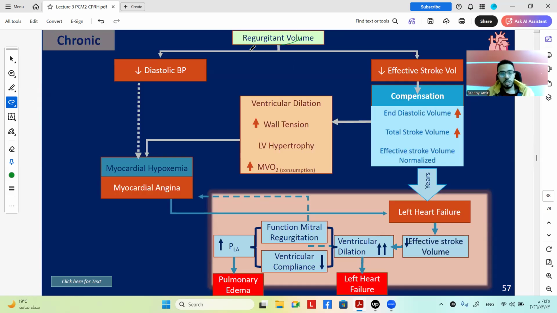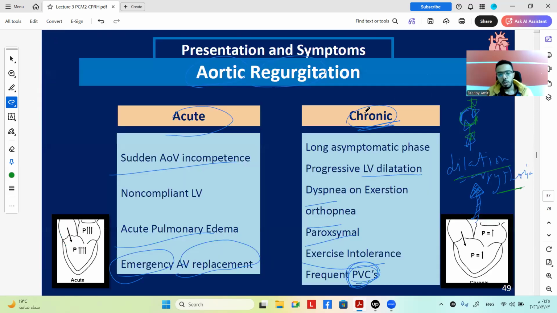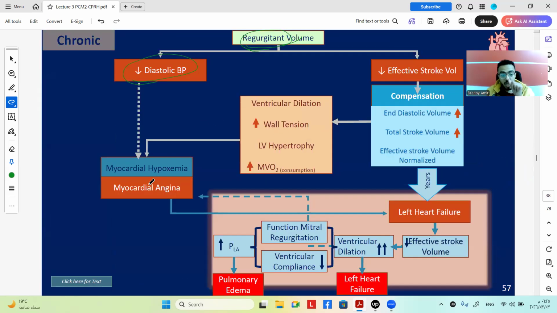So we have regurgitation, and the diastolic blood pressure is falling, because the diastolic pressure is dependent on the aorta, but blood is getting back during diastole. So the aortic pressure is low. That would cause myocardial ischemia. It's very important, high yield. Why? Because the coronaries are filling during diastole.